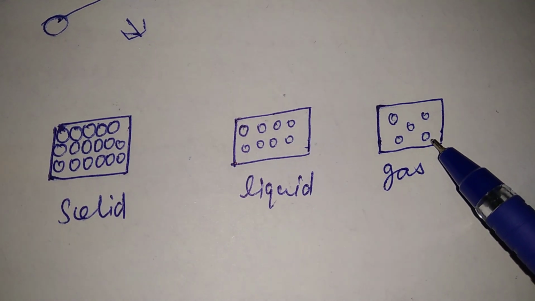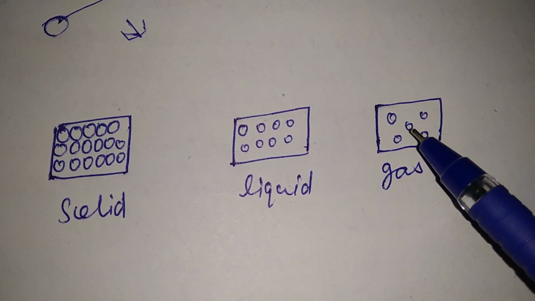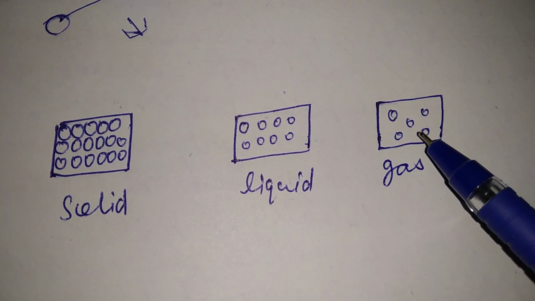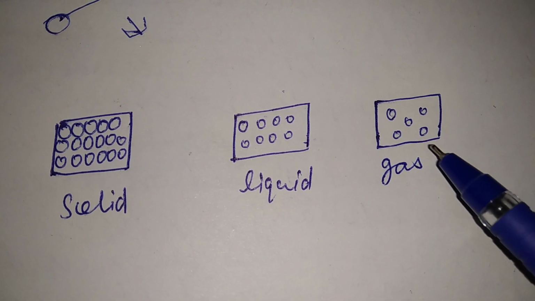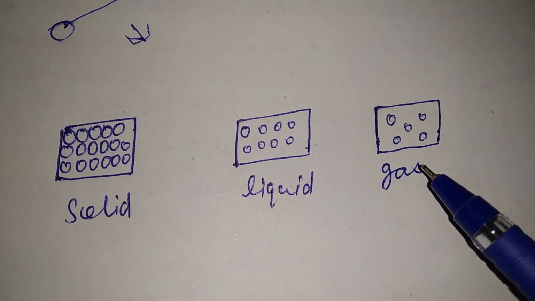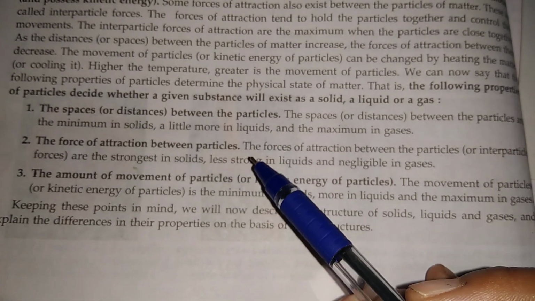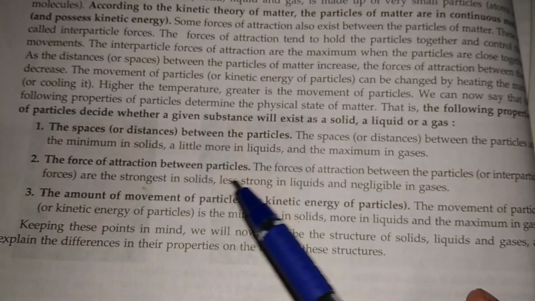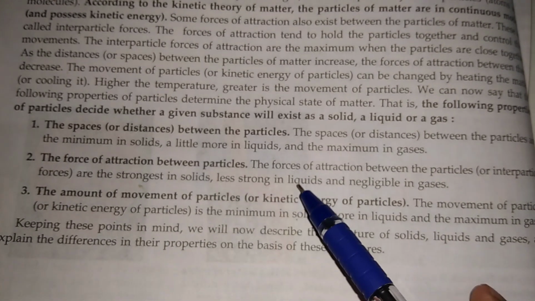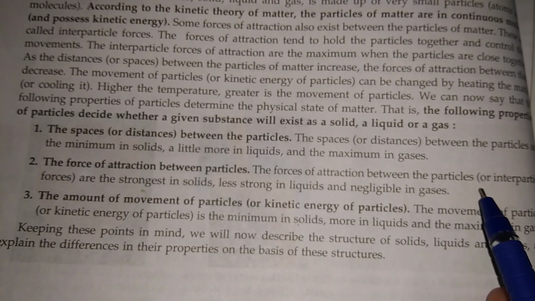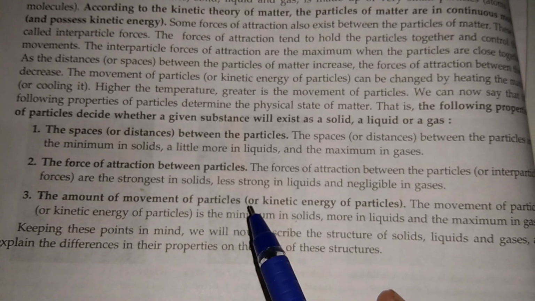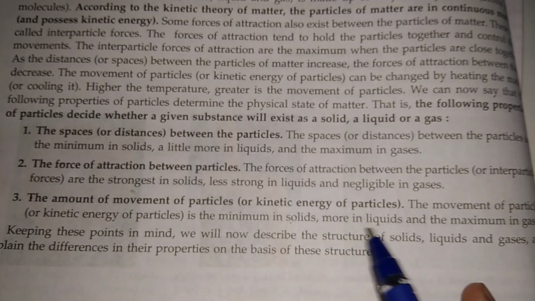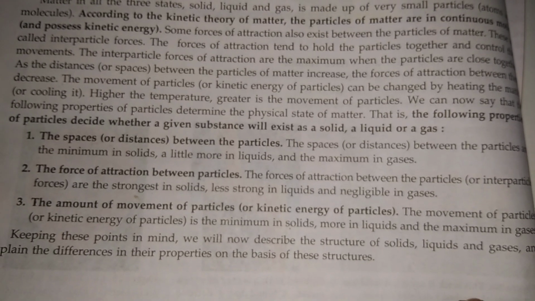But in this picture, there is lots of space between the particles of gases, and the force of attraction is also very poor. That's why these particles are very far from one another, and that's why it is gas. Next, the force of attraction between the particles is strongest in solids, less strong in liquids and negligible in gases. Then the amount of movement of particles: the movement of particles is minimum in solids, more in liquids and maximum in gases.